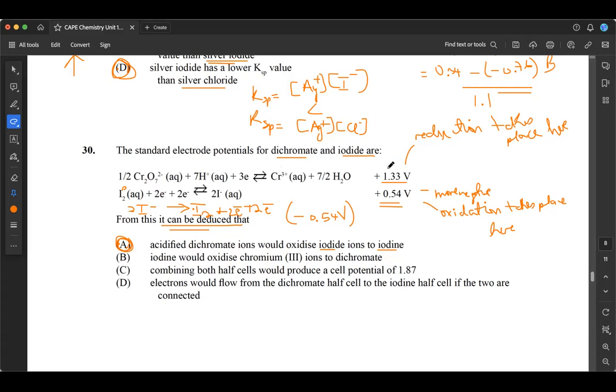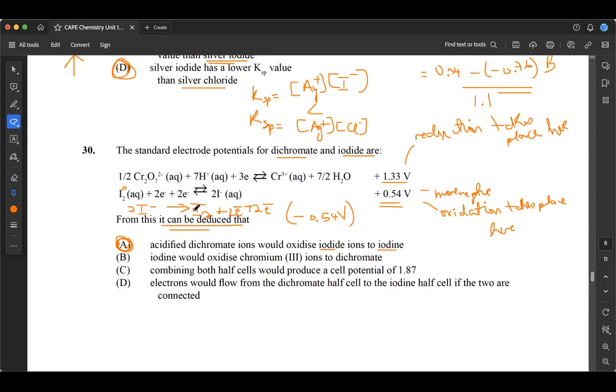We look at our standard electrode potentials for these half cells. So we look at this one and we look at this one, and we see which one is more negative. It's this bottom one, for iodine going to iodide. And so we're going to flip this one to rewrite it to show that this is where oxidation is going to take place. Remember, your more negative one is where oxidation takes place.